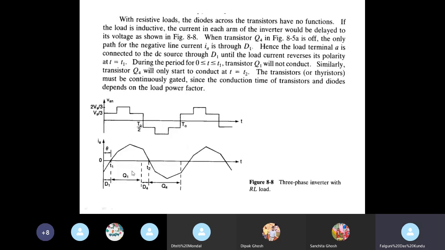So for the inductive load, that means for the RL load, the output current waveform is more or less like this. Here we almost get a sine wave. It is not a proper sine wave because there is some distortion, but it is approximated to, seems like, a sine wave.